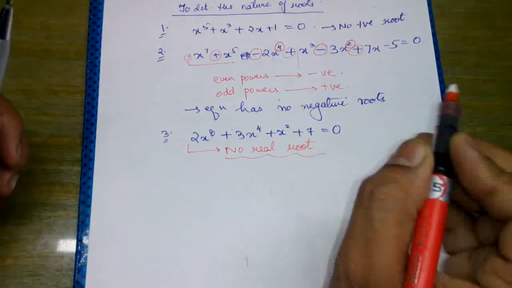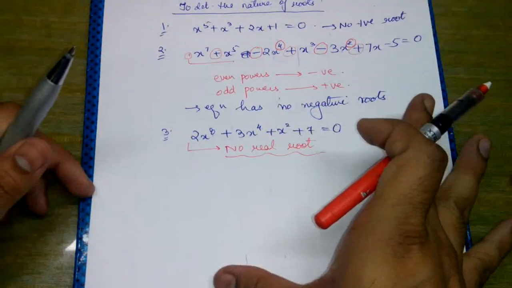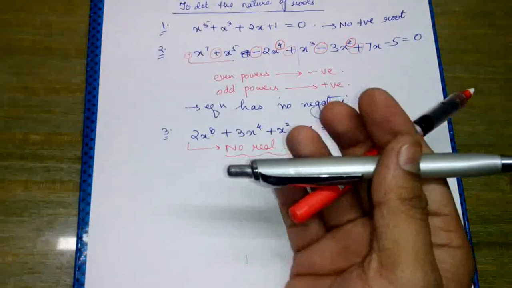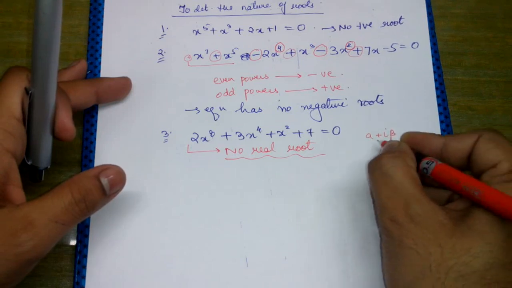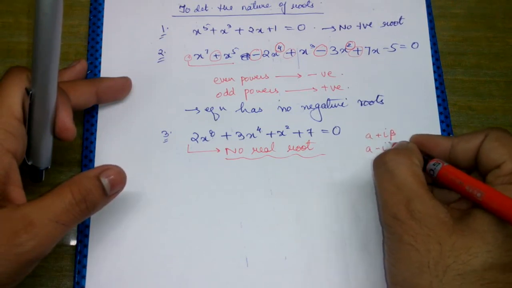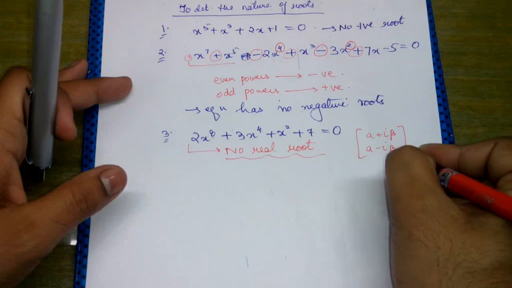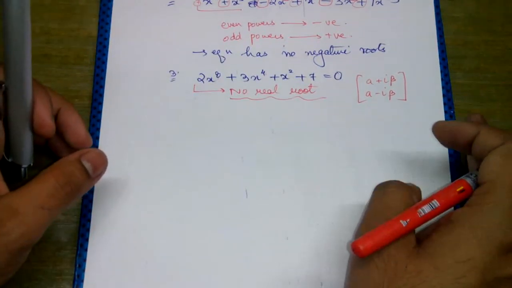यहाँ पर आपको कोई भी real root नहीं मिलेगा. Imaginary roots मिलेंगे and imaginary roots always occur in conjugate pairs. मतलब अगर एक हो जाएगा a plus iota beta, तो दूसरा हो जाएगा a minus iota beta. These always occur in conjugate pairs.